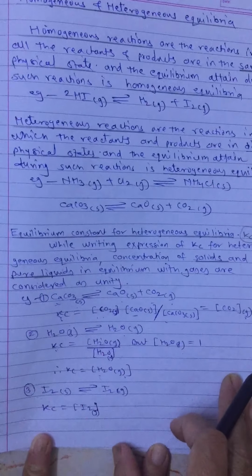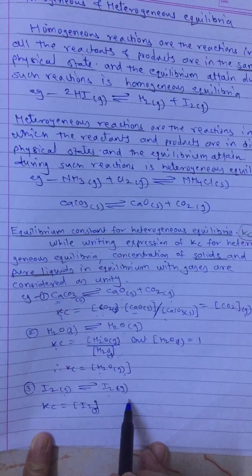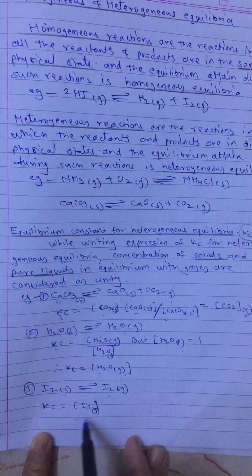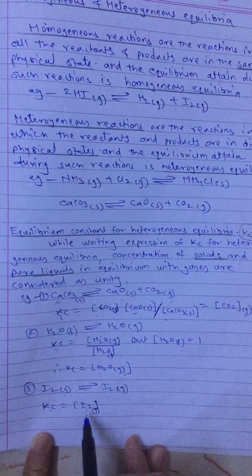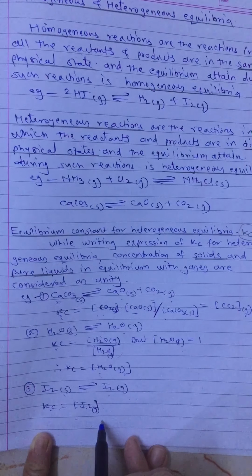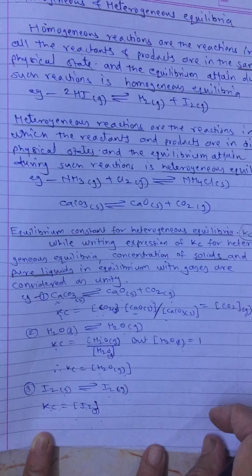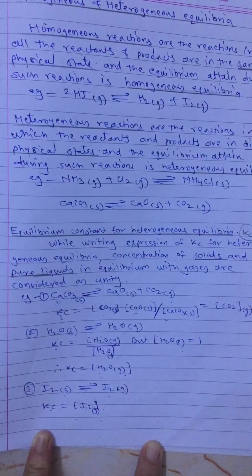Now one more example, I2 solid giving I2 gaseous. So the actual expression will be I2 gaseous upon I2 solid. But I2 solid is constant, and therefore the expression will be only Kc is equal to I2 in gaseous form. So this is about the equilibrium constant for heterogeneous equilibria. So we'll stop here and continue the chapter in the next video.